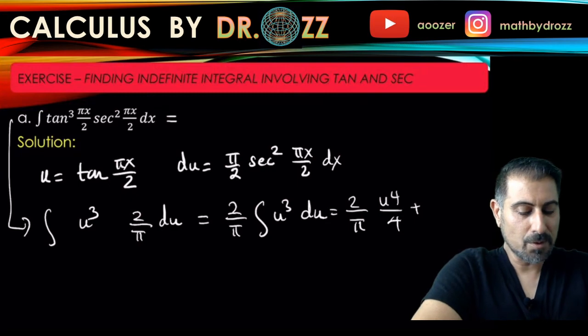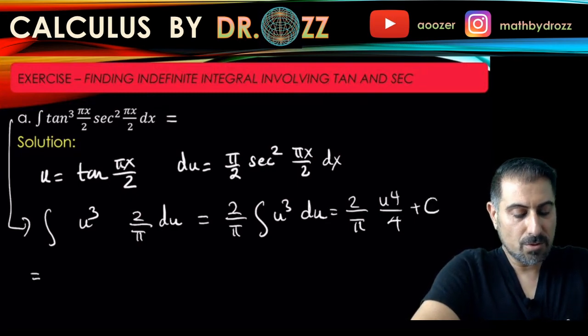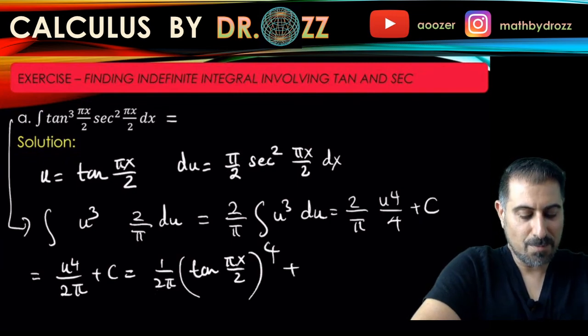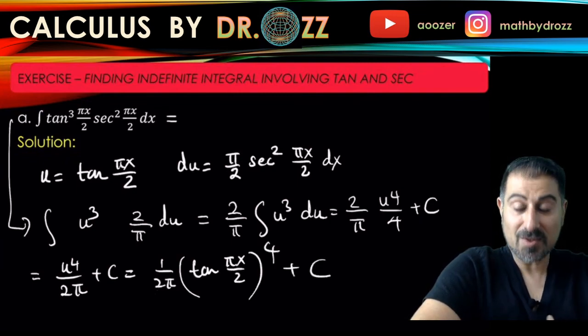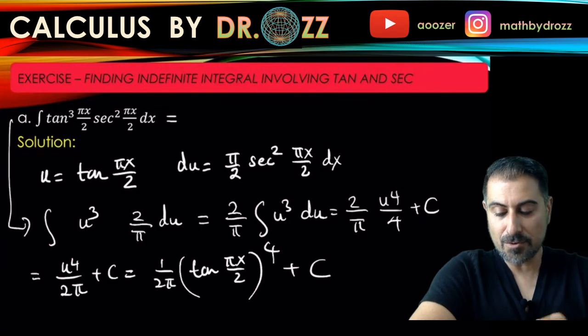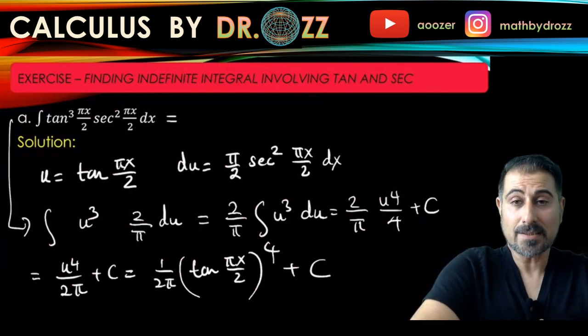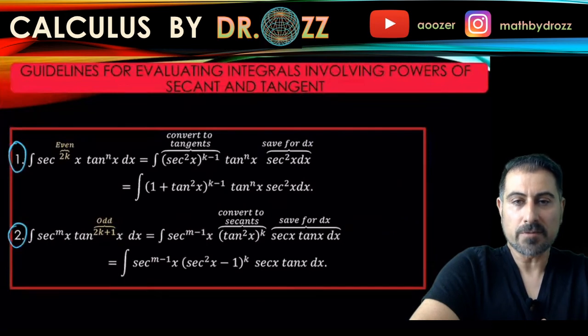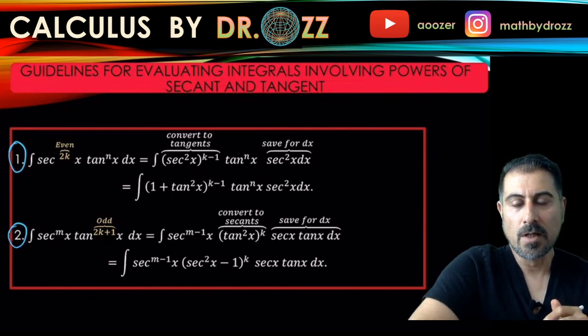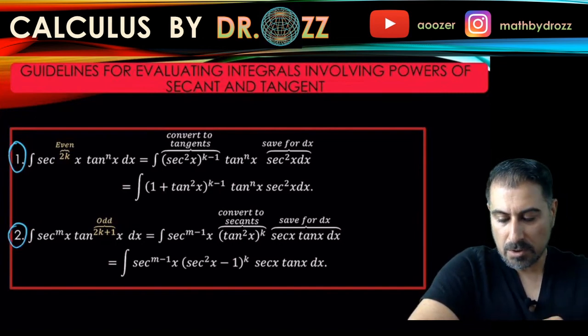Let's simplify this even further and put the u back. So u to the fourth over 2 pi plus c. So 1 over 2 pi, tan pi x over 2 to the power of 4 plus c would be the final value of this indefinite integral. This was an example where you did not need to use the guidelines for integrals involving powers of secant and tangent. This doesn't mean that you can't apply those. You can still apply those, but these two items would make this solution a little bit longer.